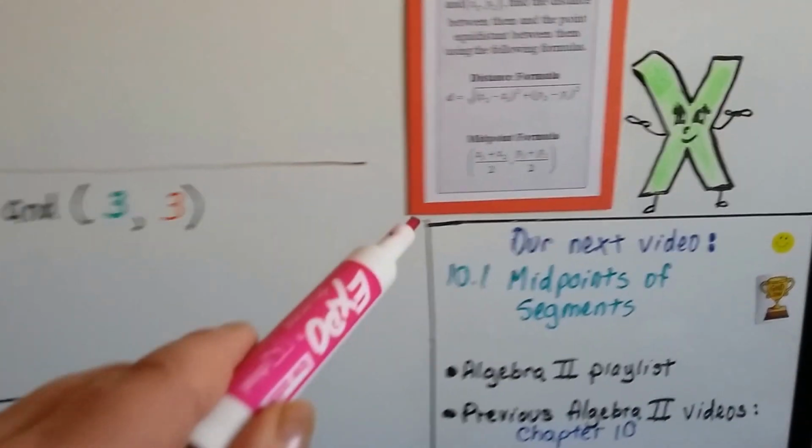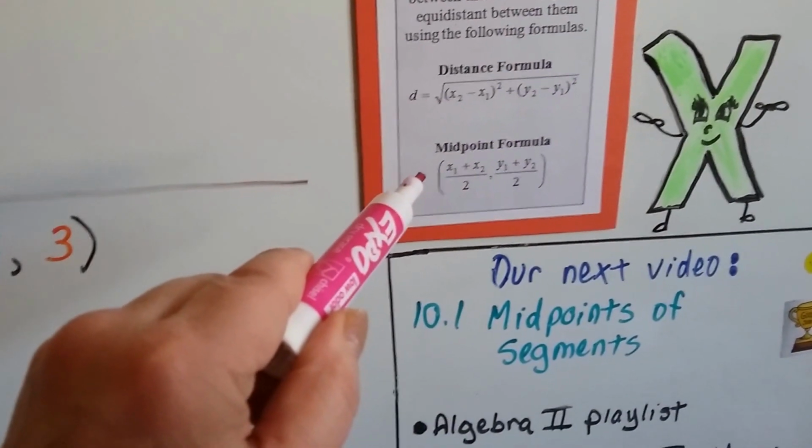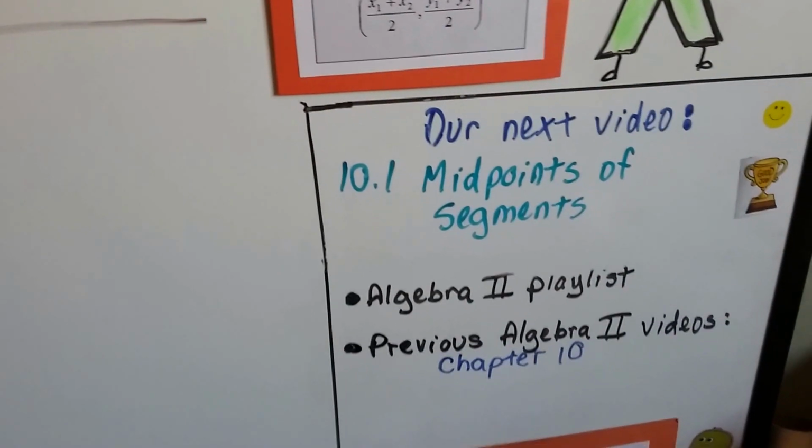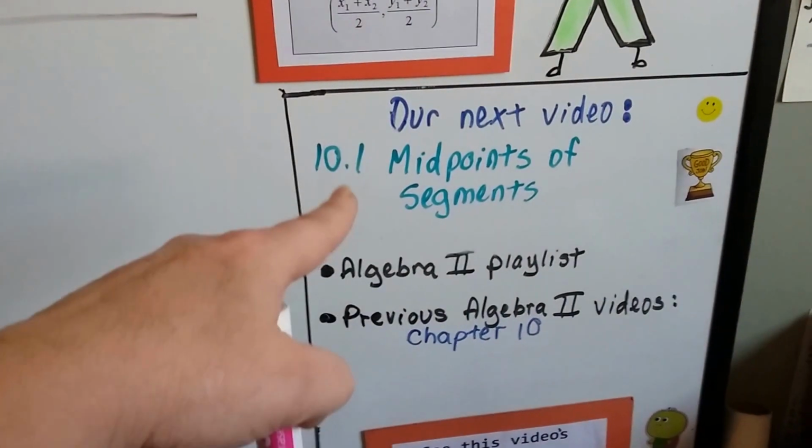Now, we're going to get into the midpoint formula in our next video. We're going to talk about midpoints of segments in 10.1b. There should be a B there.